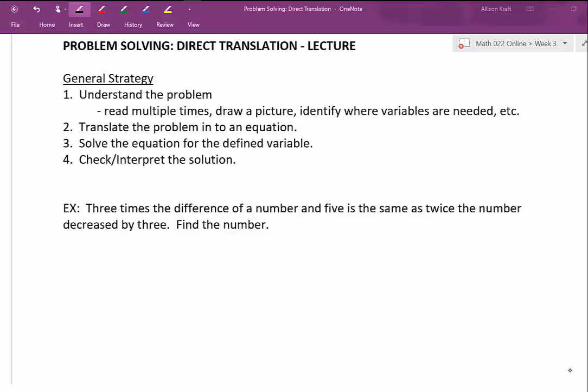Then we want to translate the problem into an equation, solve the equation for the defined variable, and then check and interpret our solution. Make sure that we've actually answered the question that they've asked for.